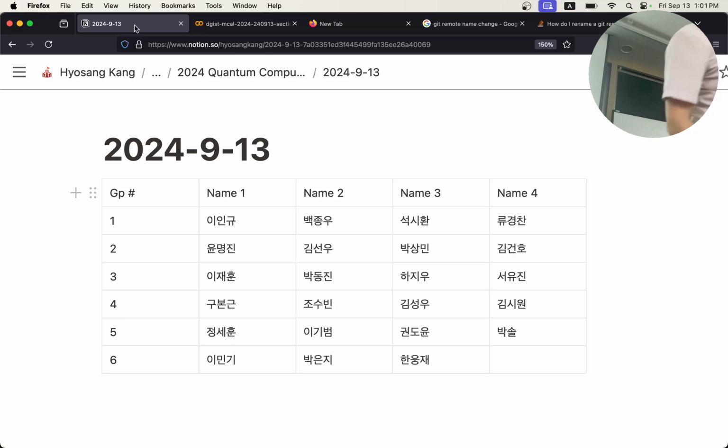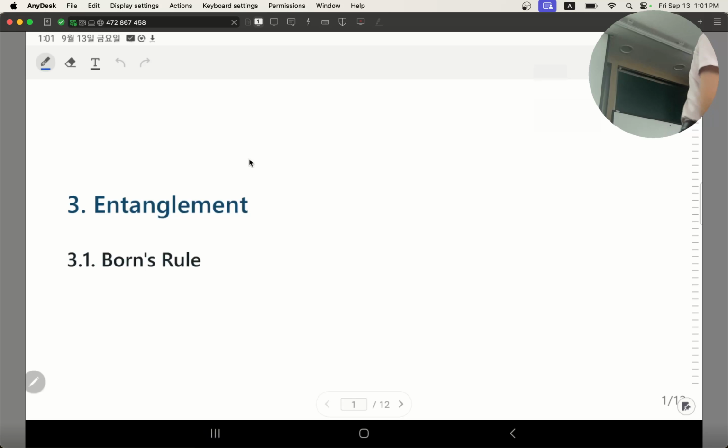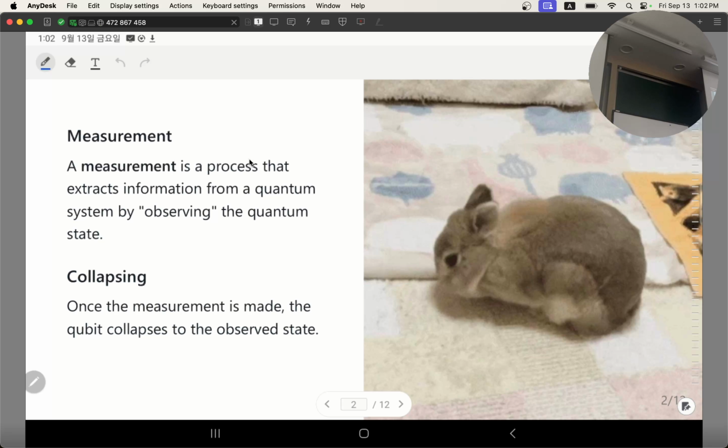Okay, so let's start. Born's rule, I think this is an interesting topic. Although it's not 100% related to quantum computing, the essence of what Born's rule says is the core of quantum computing. This is actually an animated picture, but in the PDF file, it doesn't move. Anyway, I want to talk about the measurement.